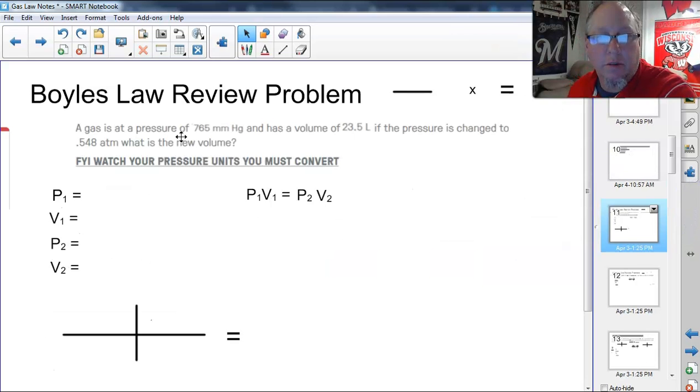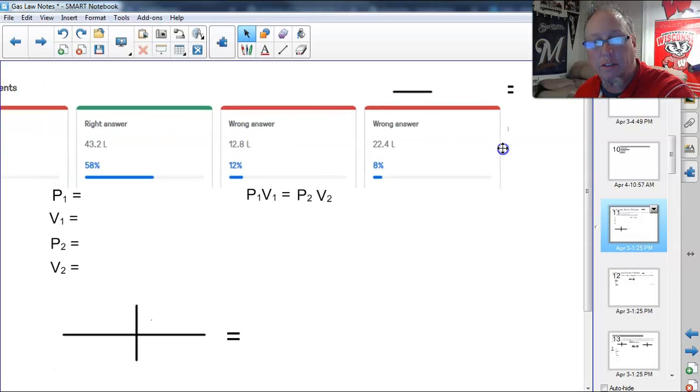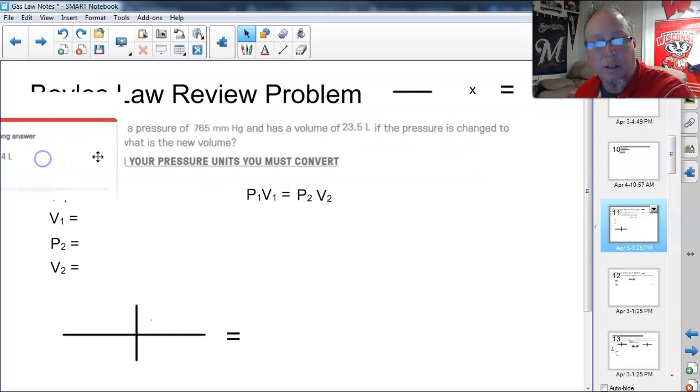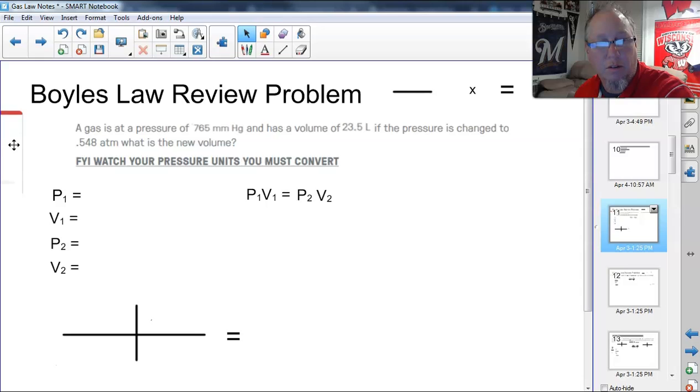Alright, so here we go. This is going to be a Boyle's law problem. This happens to be one of the problems that I had you do for the Edpuzzle videos. The reason I'm choosing to do this one is because for my classes, only 58% of the people got the right answer, which I can already tell you is going to be 43.2, because that's what was on the Edpuzzle. Let's just go through this and make sure everybody knows what's going on and how to do it.